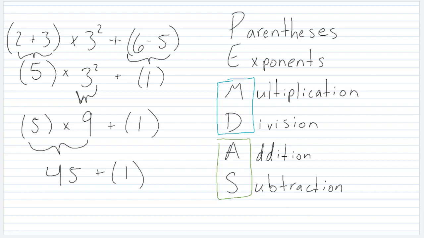Going through our order of operations, no parentheses, no exponents, no multiplication or division, any addition or subtraction? Yes, there is. Let's do it left to right. 45 plus 1 gives us 46. All right, so that's a couple examples with order of operations. The key is to just take your time and rewrite everything in the next line. And if you follow the steps and keep everything organized, it should be pretty clear what the answer is from that.